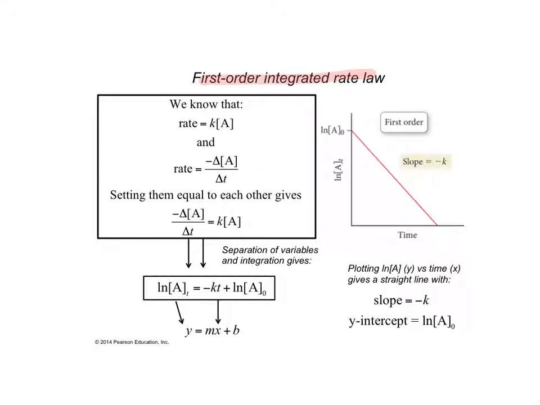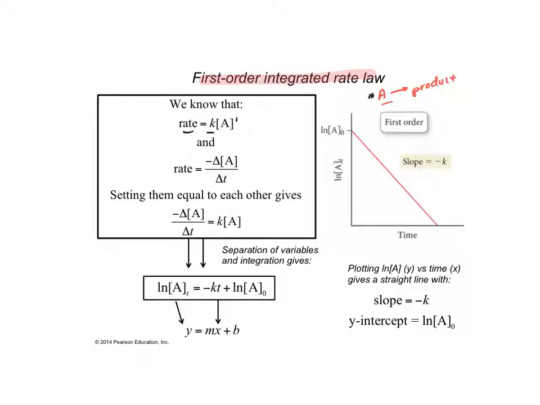So this is for reactions that are first order. Again, we're assuming that we have a reaction where we have a single reactant going to make product, and this single reactant is first order with respect to A. So the rate law for that, we know, is rate equals k, the rate constant, times the concentration of A to the first power, because it's first order.